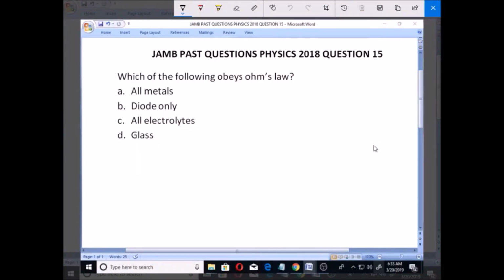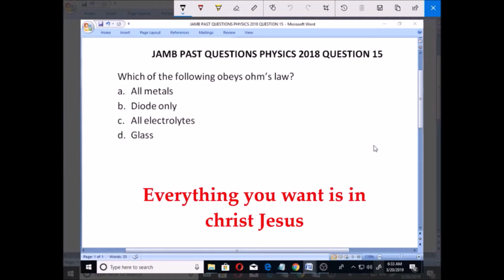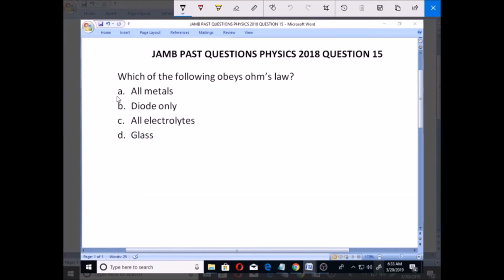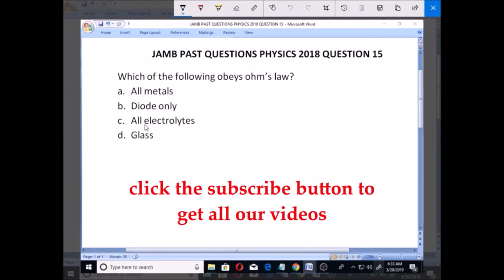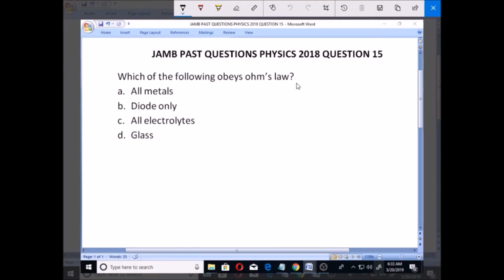Come, let's look at this JAMB past question, physics 2018. Question number 15. Which of the following obeys Ohm's law? Option A, all metals. B, diode only. C, all electrolytes. D, glass. Now we should always know that whenever you talk about Ohm's law, it has to do with metals.